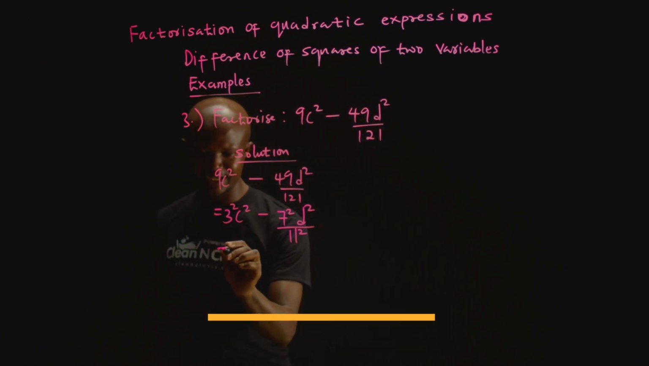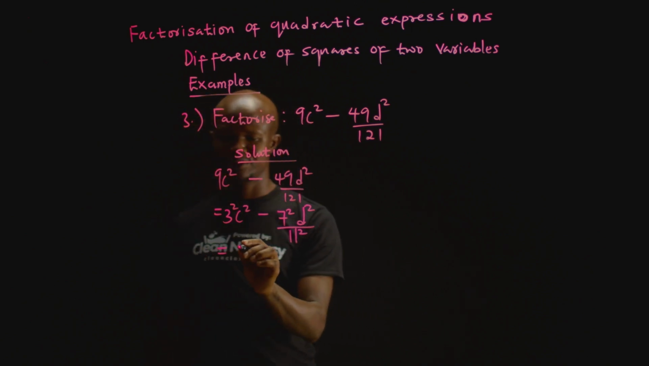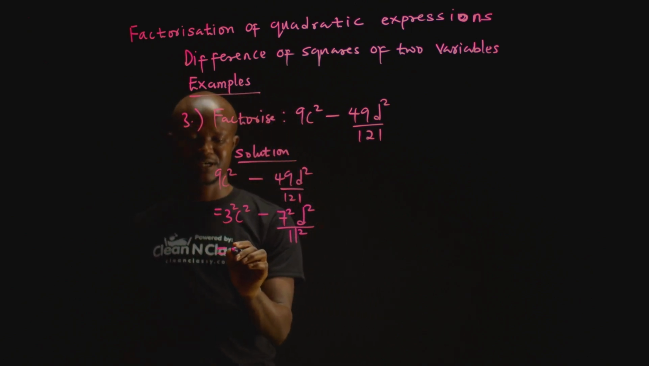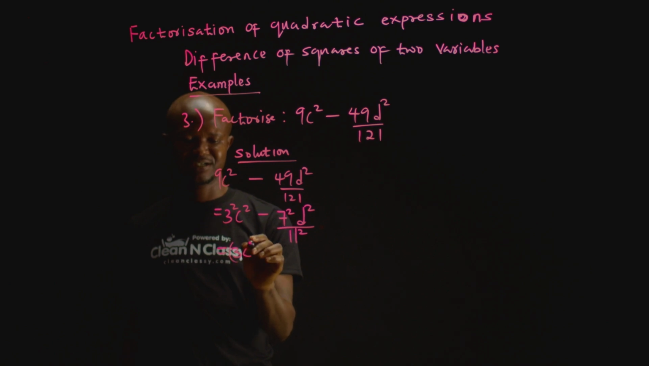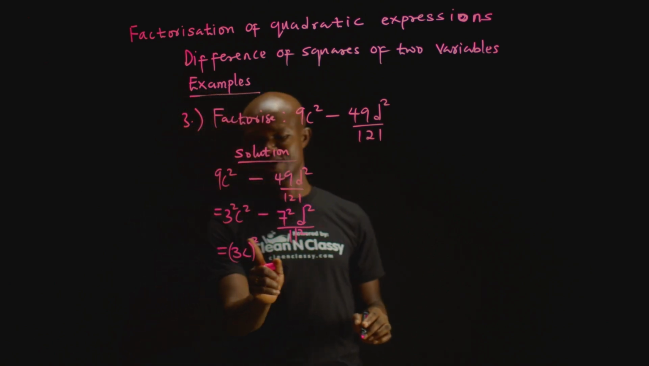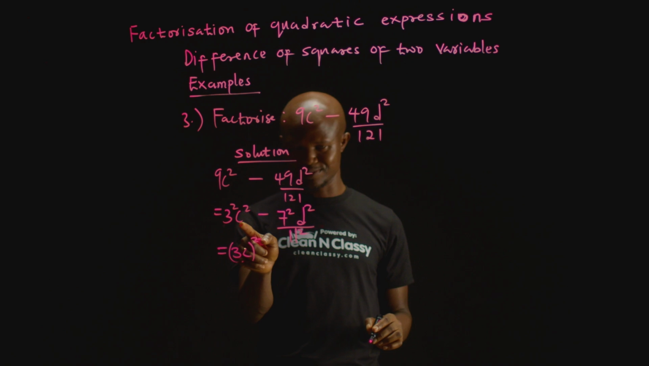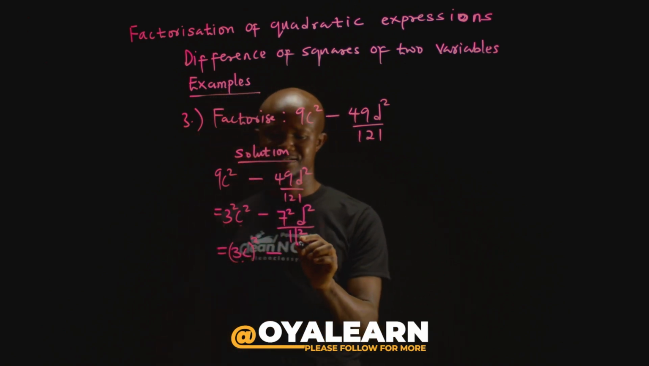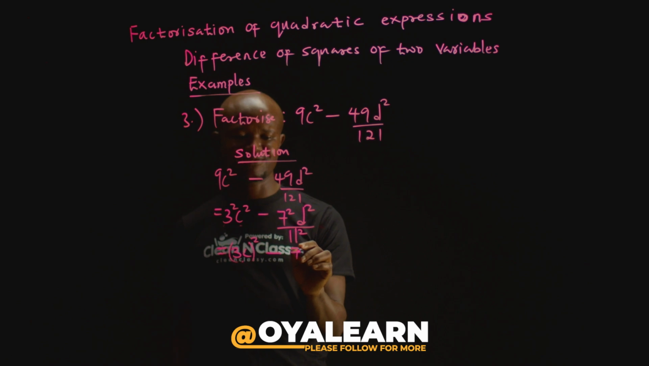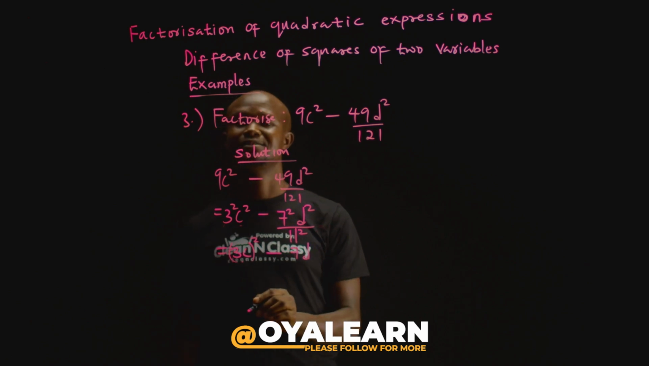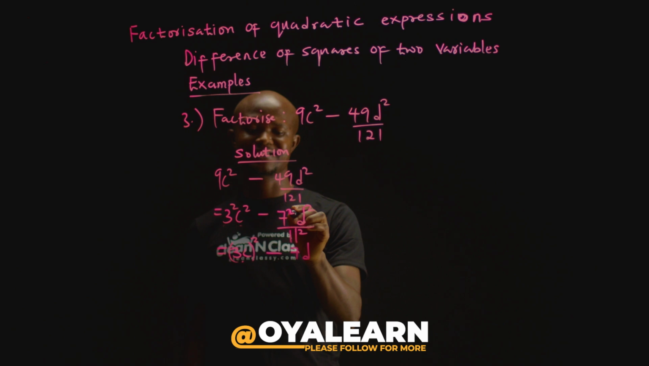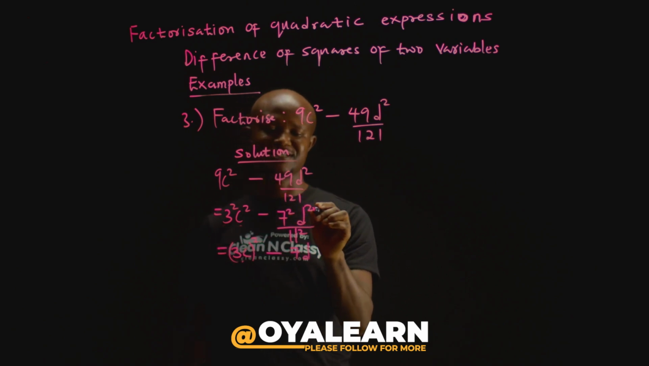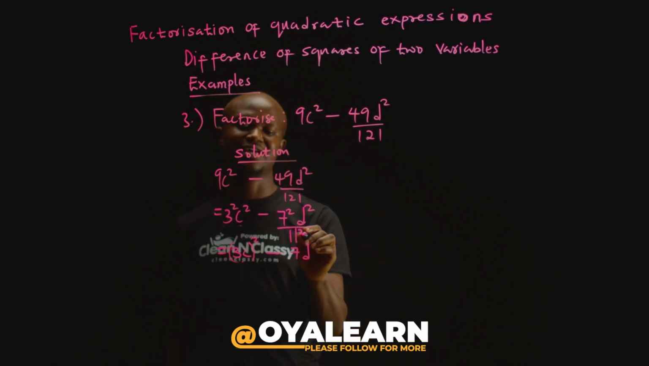Now, combining them, what do we have? To have a single base, this is like 3c raised to the power of 2. These two will affect each, then you have something like this. Also, we combine this. This is like 7d, because we have square here. This 7 is carrying power as 2. The power of this d is 2. The power of this 11 is also 2.